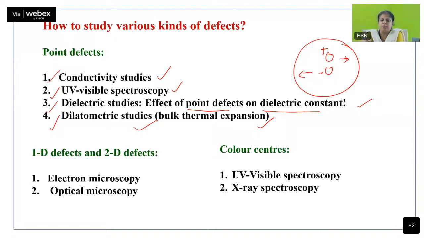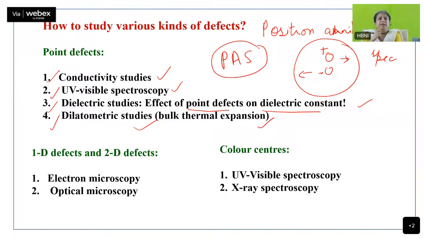Nowadays, of course, we have many sophisticated techniques. There's something called positron annihilation spectroscopy. Just remember the name. Positron annihilation spectroscopy, also abbreviated as PAS. This is also a very well-known technique nowadays. Of course, it is not available everywhere, but it is a nice technique to study point defects.